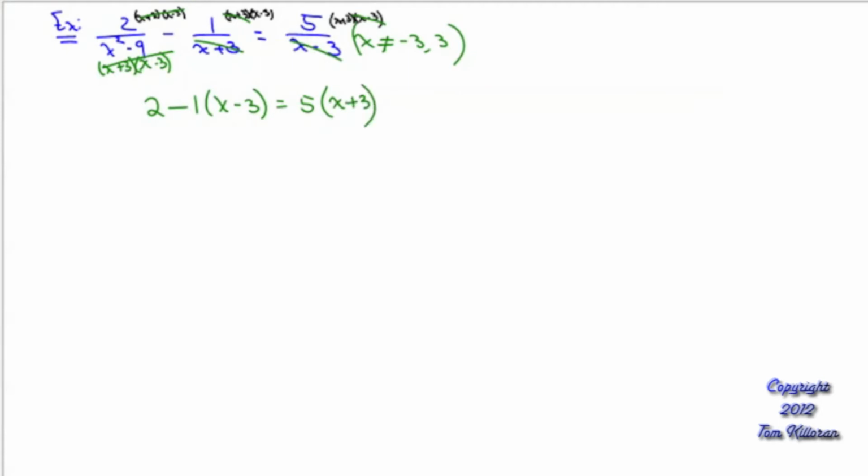Best to leave things in parentheses if they started off that way. Alright, next step of course is get rid of the parentheses. So 2 minus x plus 3 equals 5x plus 15. That should come second nature to you. The next thing that should come second nature to you is combine like terms. So this is 5 minus x is equal to 5x plus 15.